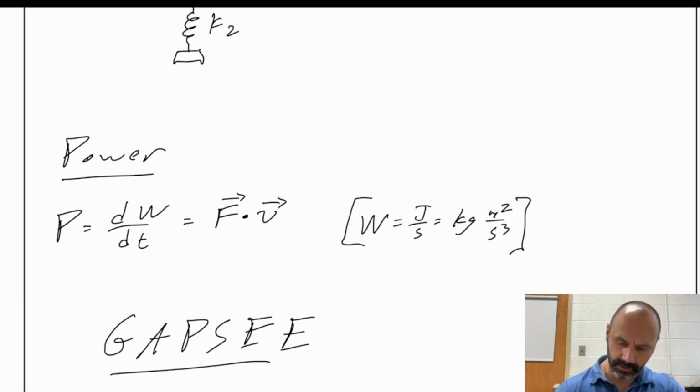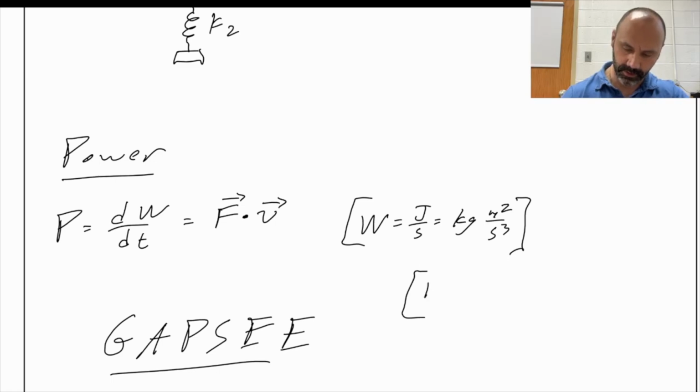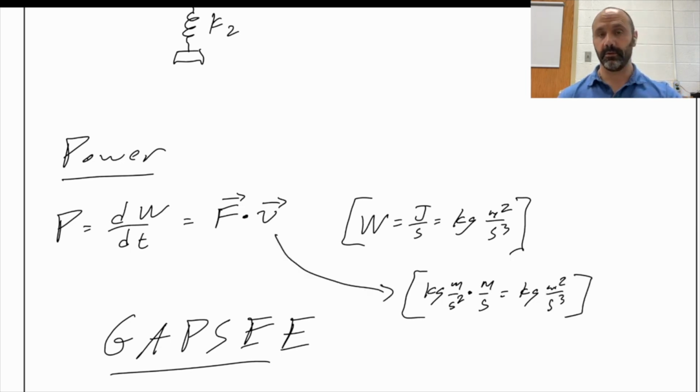So take a look at these units. The force times velocity: force is newtons, which is kilograms meter per second squared, times velocity, meters per second. That gives you kilogram meter squared per second cubed. So that's the unit analysis for the force velocity power equation.